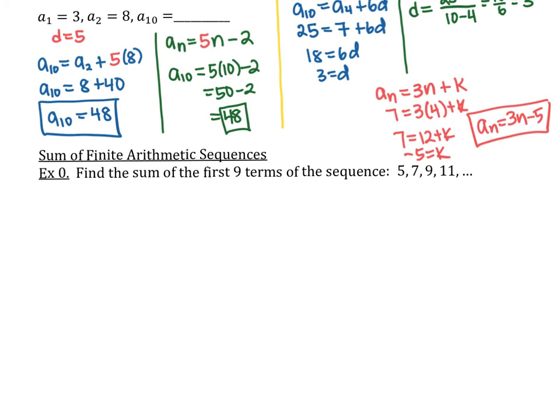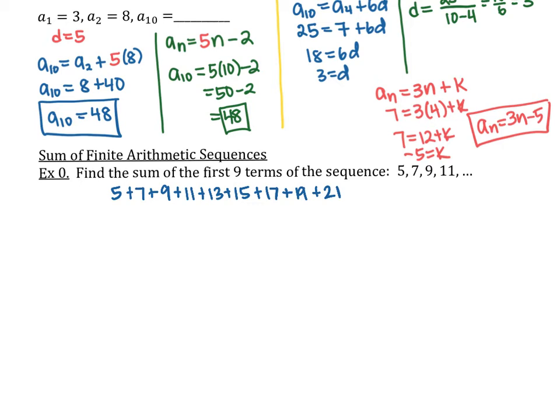Okay, so if I want to add the first 9 terms of this sequence, 5, 7, 9, 11, and it's arithmetic, terms 1, 2, 3, 4, 5, 6, 7, 8, 9. Okay, that's what I want to add up. But this could be the first like 100 terms of the sequence. It could be something that's really big, or I might not have a calculator, or I just don't want to add it, or I want to do it a cooler way because I'm cooler than that.